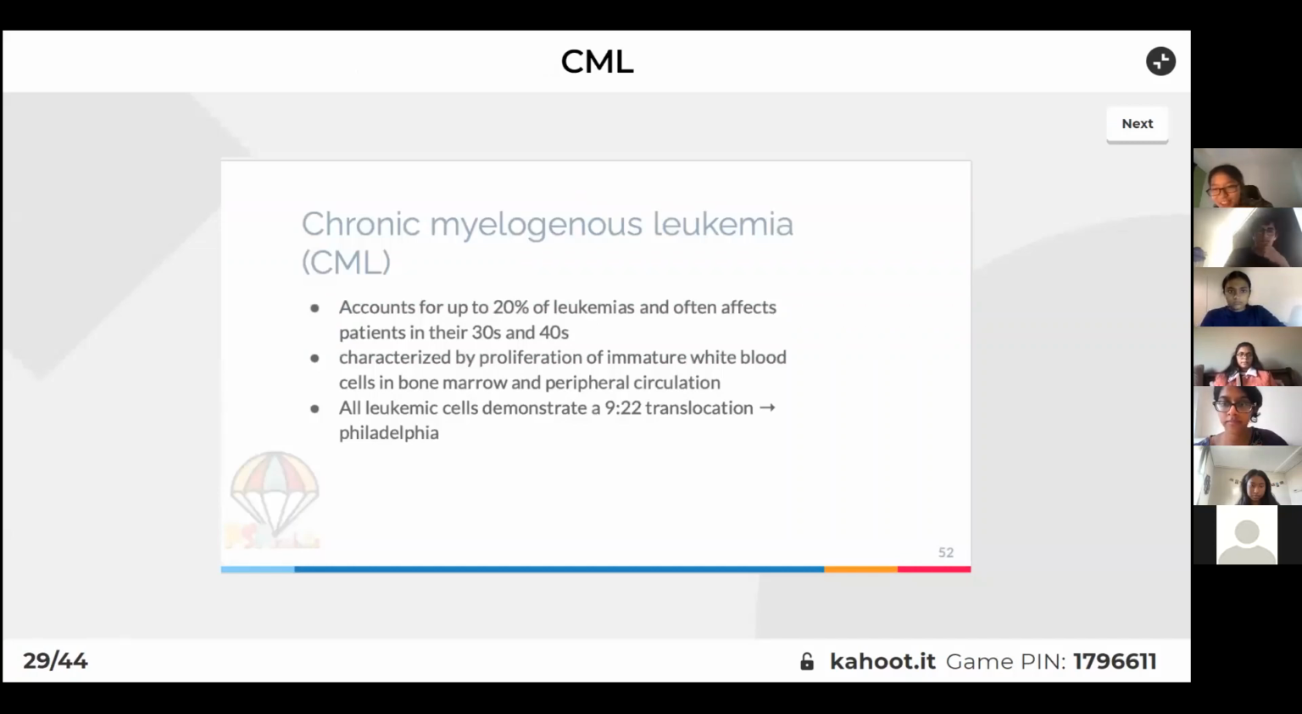Oh, I forgot there's a slide here. Okay, so this slide is taken out of our week 7 slides, and this is basically about chronic myelogenous leukemia. And the point here being the leukemic cells demonstrate the 9;22 translocation, which is called Philadelphia translocation.